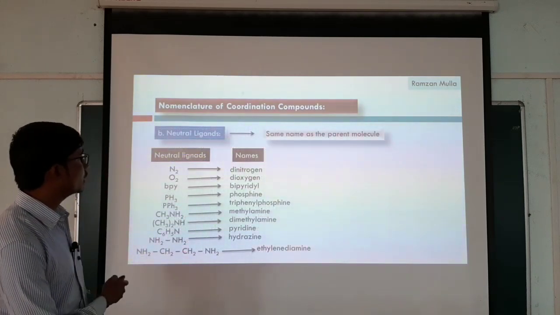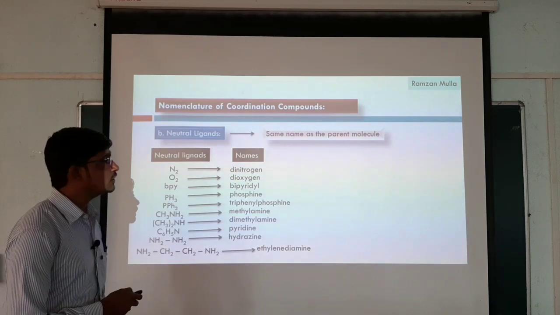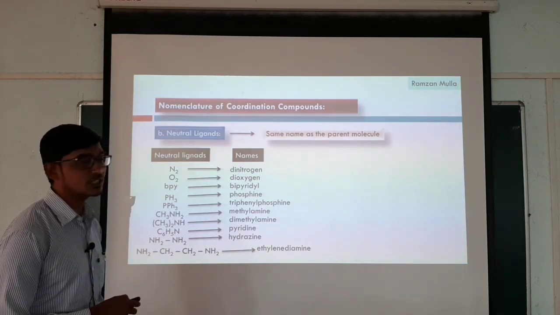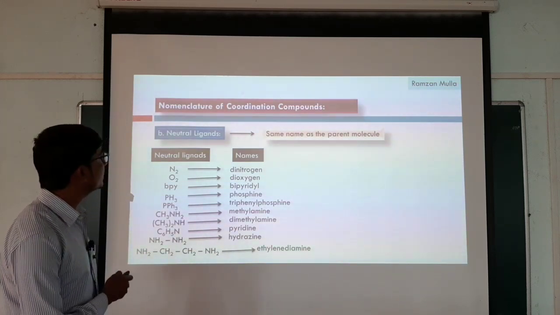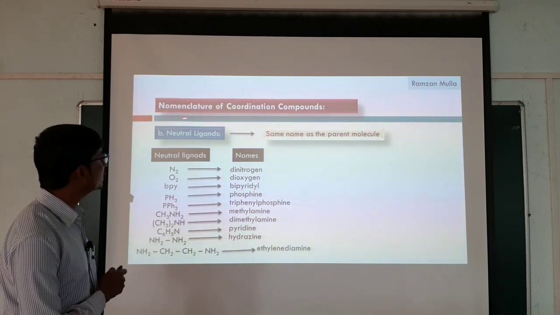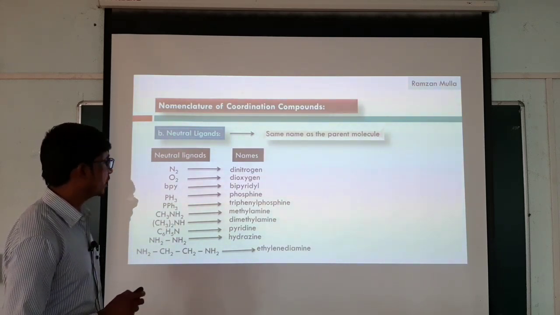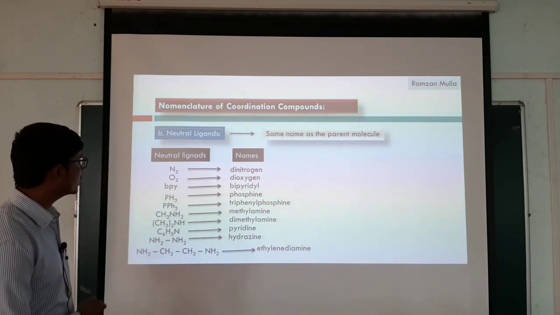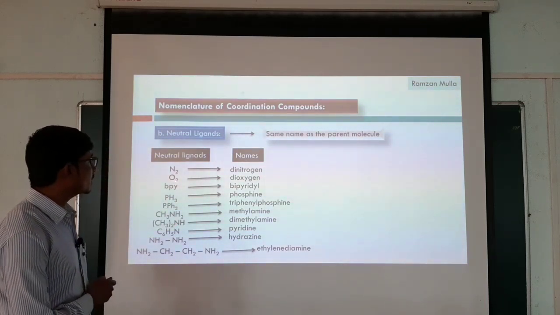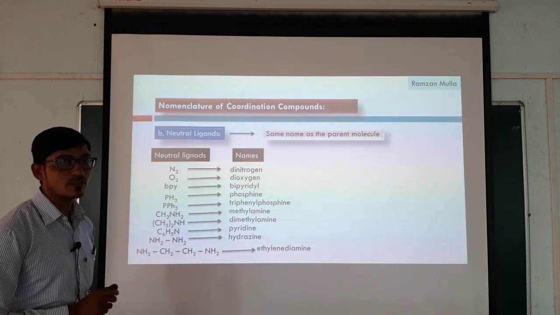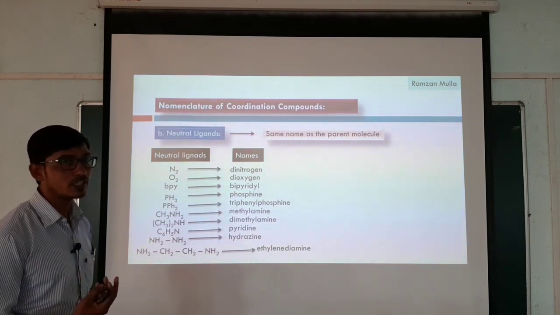Next one is neutral ligands. These neutral ligands do not have any special names. Whenever we write the names of neutral ligands, we just write them as their parent molecule. Here we have certain examples. And one more thing to remember: neutral ligands always have a lone pair of electrons on them for donation.